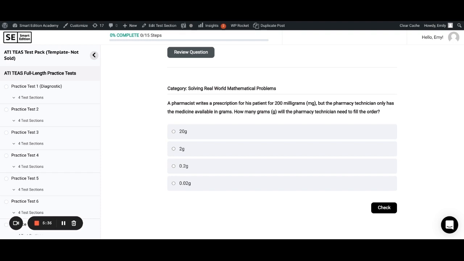A pharmacist writes a prescription for his patient for 200 milligrams, but the pharmacy technician only has the medicine available in grams. How many grams will the pharmacy technician need to fill the order? So we're going back to word problems and we're going back to conversions. You need to know how many milligrams are in a gram.